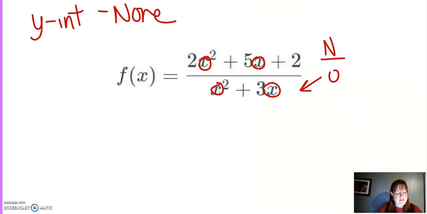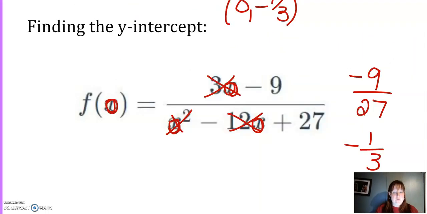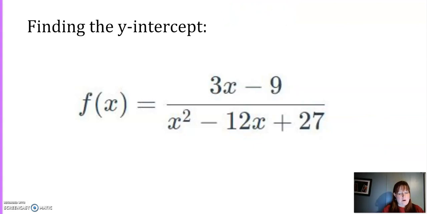Now, what if I want to do the x-intercept? It's a little more challenging. It's where y equals 0. And you're asking, how do I make y equal 0? Well, remember, f of x is y, right? So I make y equal 0. And then I solve this equation, right?